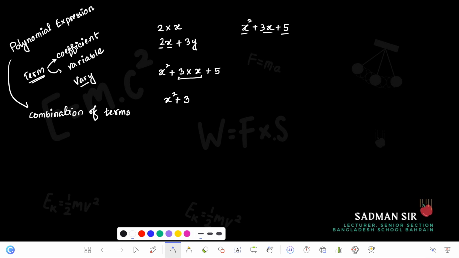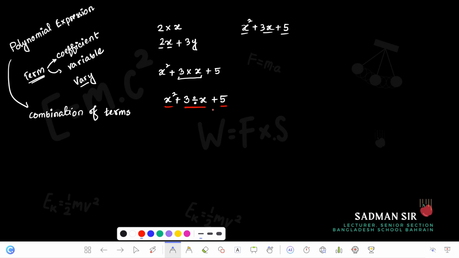For example, if I have x square plus 3 divided by x plus 5, then how many terms are there? I believe all of you got the correct idea that there are three terms. This is one term. Division does not make them separate terms. So this is one term, and this is another one.